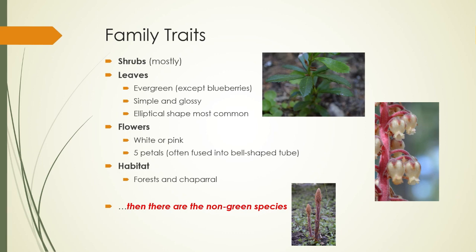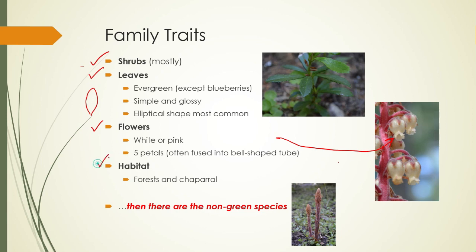You would know that you have something in the Ericaceae or Heath family if it's a shrub, although not 100% on that one. Not all of them are. Their leaves very often are evergreen, like I said, simple and glossy, usually that elliptical shape, a kind of plain looking leaf. Flowers are usually white or pink, and they often are fused into these sort of bell-shaped flowers like these guys over here on pine sap, often in a tube, but not always.